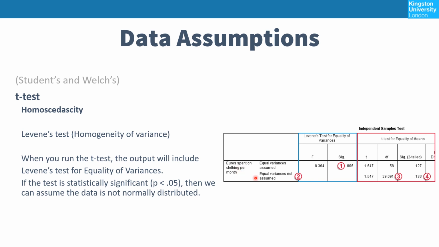In that case, what you would need to report are the numbers related to the equal variance not assumed, which is actually Welch's t-test. So this is what you would report if Levene's test was statistically significant.